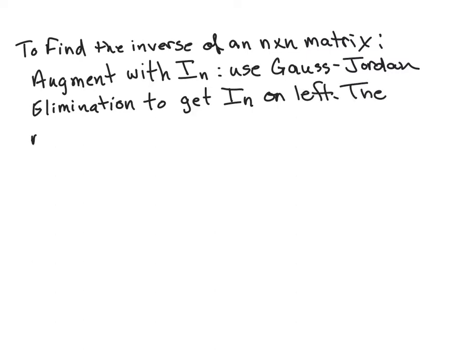The right will be, wow, I can't spell. Look at me. The right will be A inverse. I'm going to call this matrix A. Okay, you check it by multiplying and make sure when you multiply you get the identity. There you go. There's your directions. Let's try another.